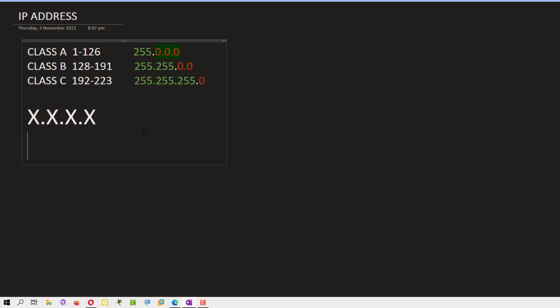We humans can relate to decimals. We punch in the decimal and then the machines do the binary. But for us to understand how the IP address works, you need to convert from decimal back to binary. Then you understand how the machine sees the IP. So I said this is an octet, this is an octet, this is an octet, this is an octet. So let's see how the machines do that.